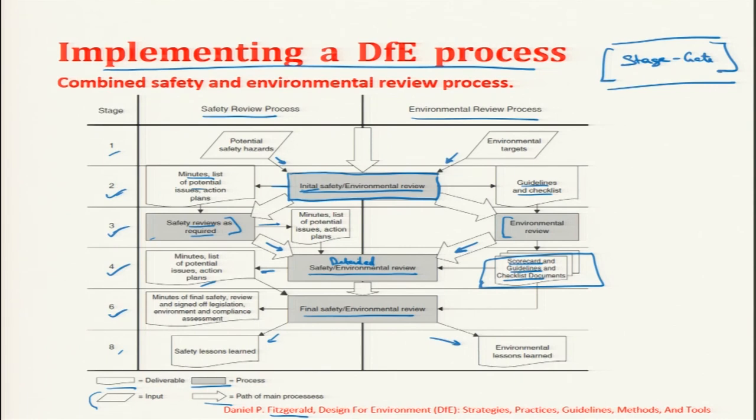Then the design for environment process adds an environmental review to the agenda of the safety reviews held during stages 2, 4 and 6. Here, environmental review in 2, 4 and 6 comes into play. A separate environmental review is held during stage 3, which is not part of the safety review, and in the safety review also, the separate reviews are here. This is a separate review, this is a separate review.